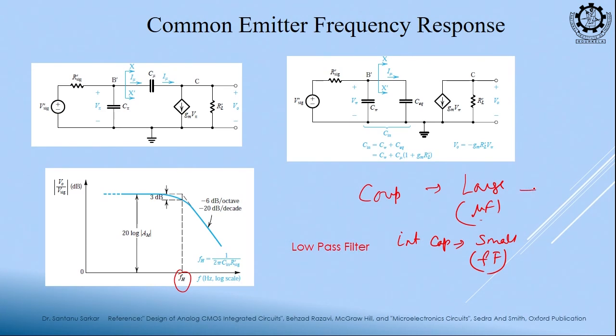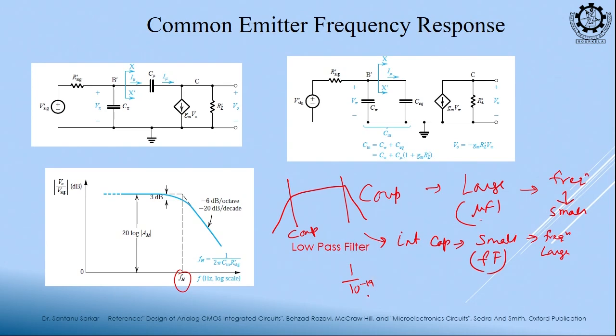If you take the inverse of a large value, will its frequency be high or low? This value is large, 1 by j omega c. So, will its effect be large or small in frequency? Small. So, this will be due to the coupling cap and this will be due to the internal cap, because its effect will be large. If you take 1 by 10 to the power minus 14, what do you get? So, the equivalent frequency will be on the higher side.